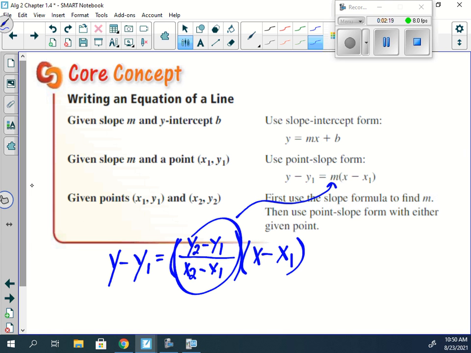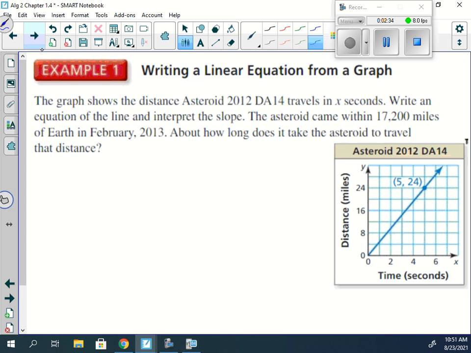And you've used all of these before. In Algebra 1, you used y equals mx plus b. And you also used y minus y1 equals m times x minus x1. And that's what we will be utilizing today.